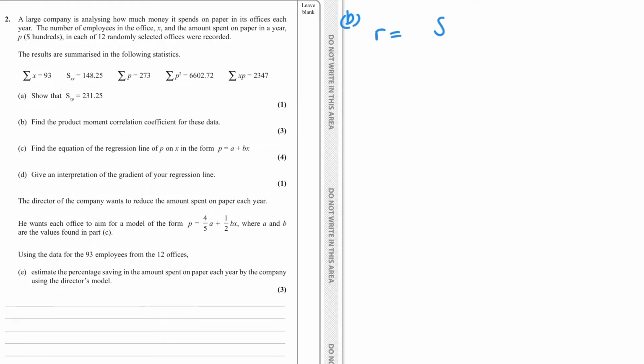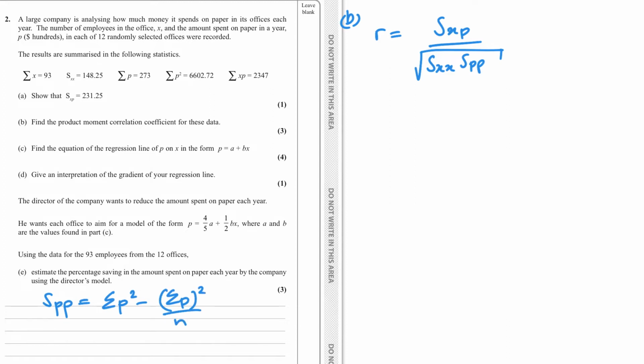So this is going to be S, normally XY, but of course it's XP in this case, SXX and SPP, and don't forget square root. So we know what our SXP is and we know what our SXX is. We first need to find out our SPP. And that is sum of P squared minus sum of P squared over N. And don't forget these formulas are given to you.